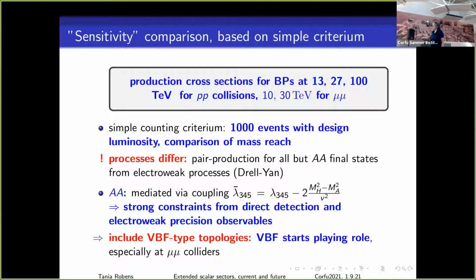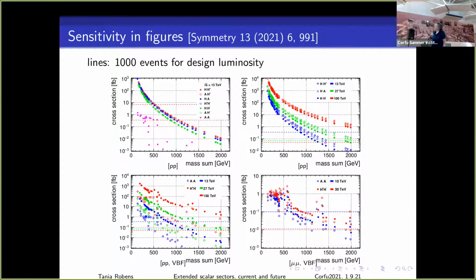So now you see things get a bit more complicated. You have this lambda 345 and in addition mass differences. And especially this is strongly constrained from direct detection and this from electroweak precision observables. Then you can also include VBF type topologies, which would lead to additional jets or neutrinos depending on the collider. And this in fact starts being important. Okay, so I show you the sensitivities in figures.